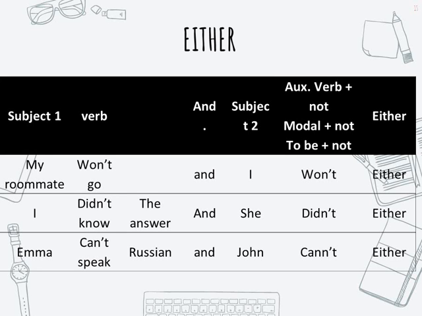For either: subject 1, verb, and subject 2, auxiliary verb, modal, or to be, plus not, and either. My roommate won't go, and I won't either. I didn't know the answer, and she didn't either. Emma can't speak Russian, and John can't either.